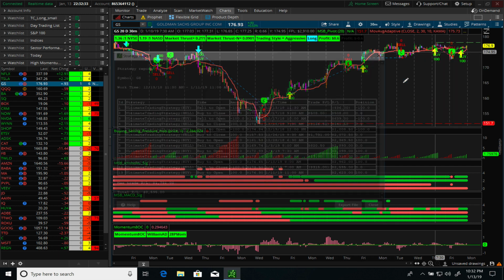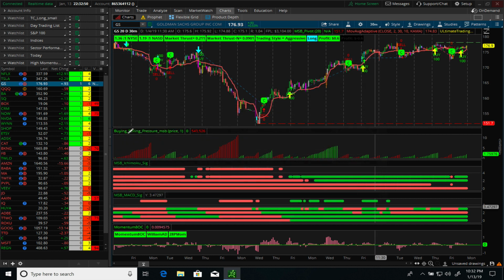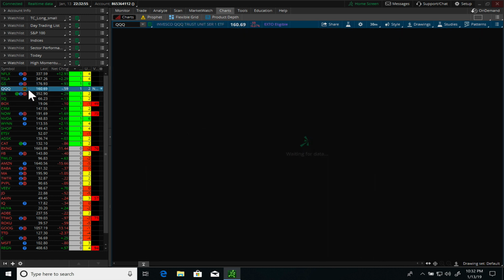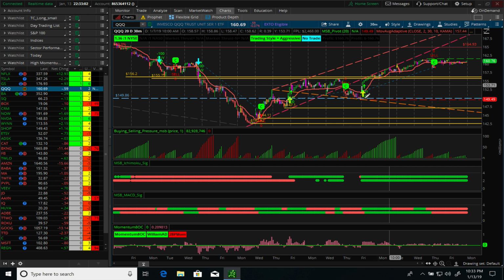Let's take a look at Goldman Sachs. Again, show report. And so this is again 1213 to 111. And so there was a loss of 166 on this trade, a loss of 315. But overall, it was profitable by 2,500 in just 1 month, right? Using 100 shares. Let's take a look at the Qs, right? And we'll also take a look at SPY because that tells you how it performed on the indices as well.